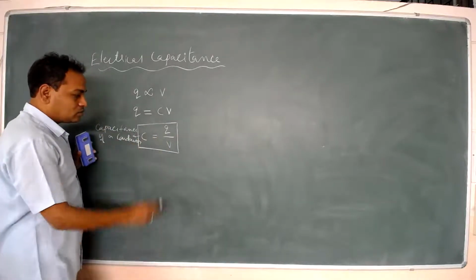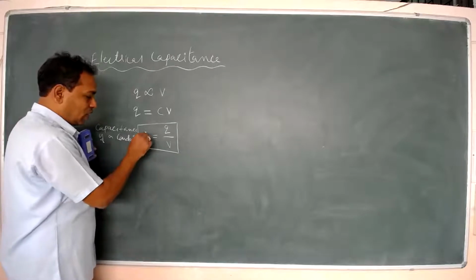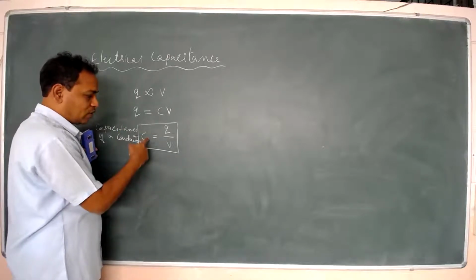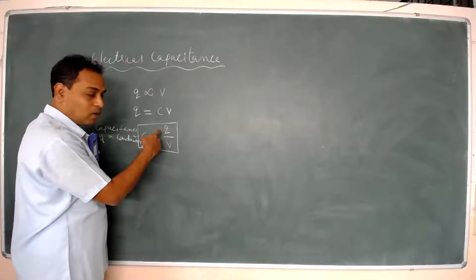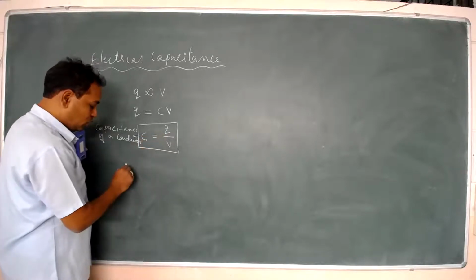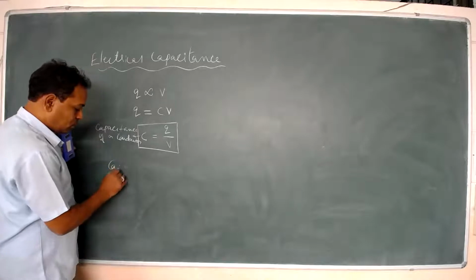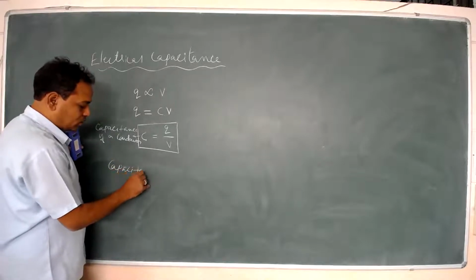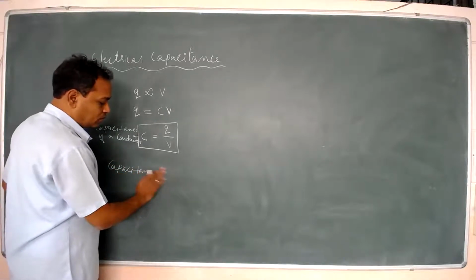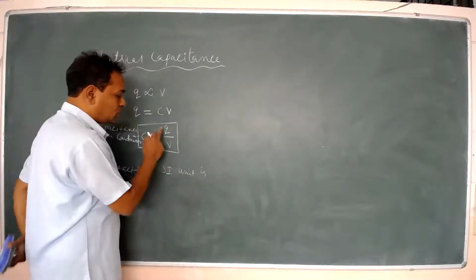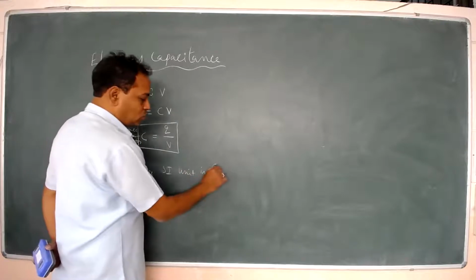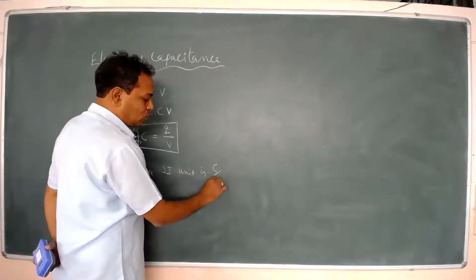Here, capacitance has a unit. What is the unit of capacitance? Charge has the unit coulomb, and potential has the unit volt. So the SI unit of capacitance is coulomb per volt.